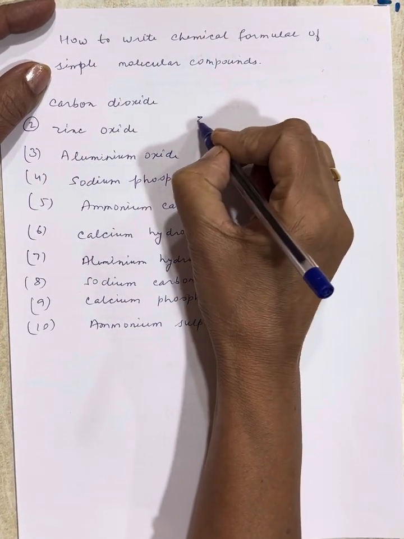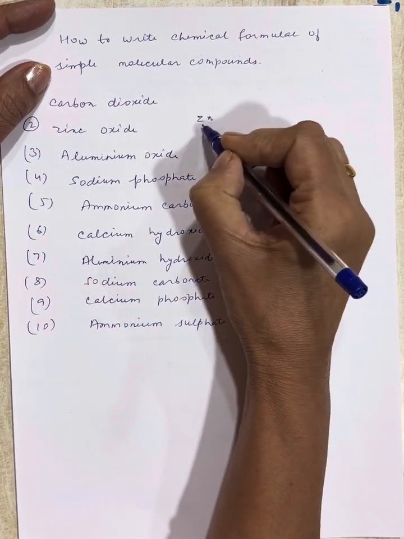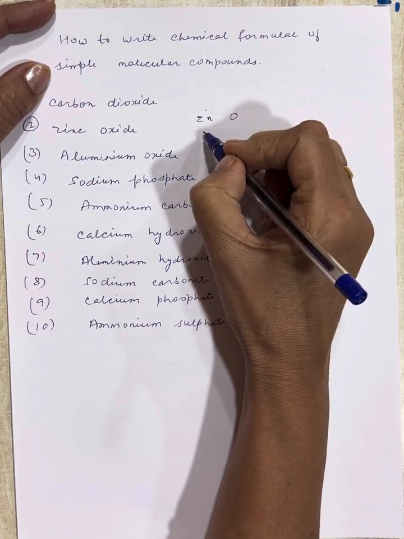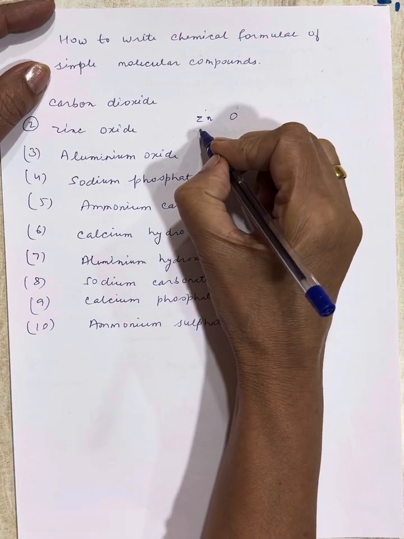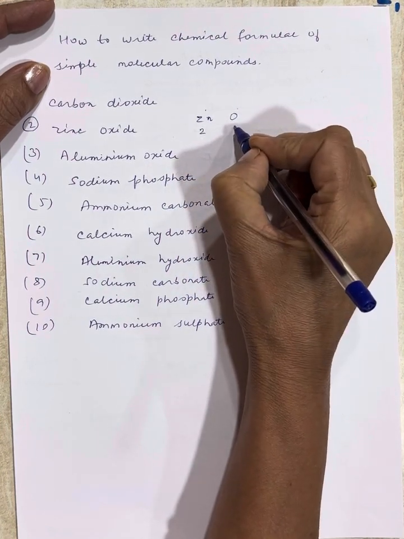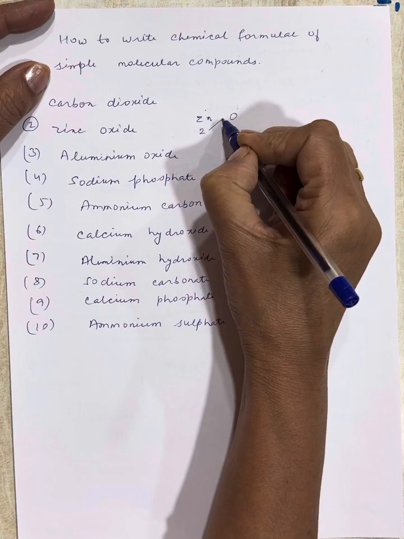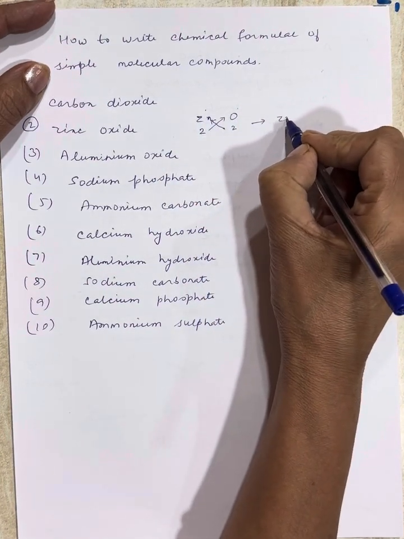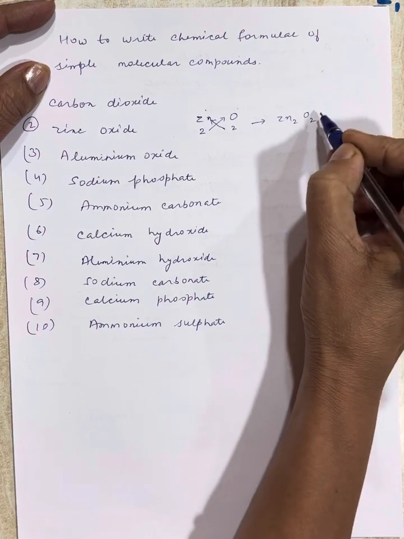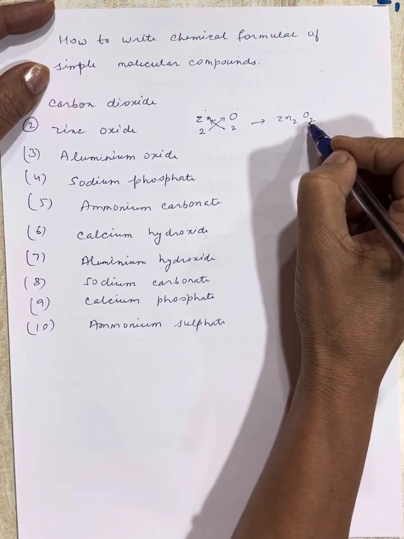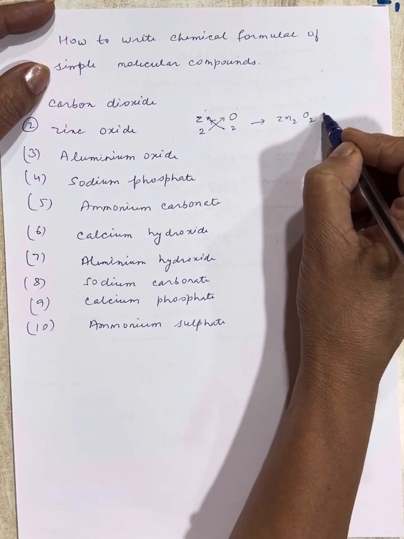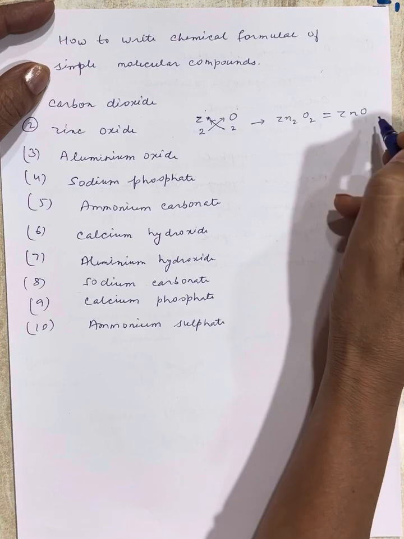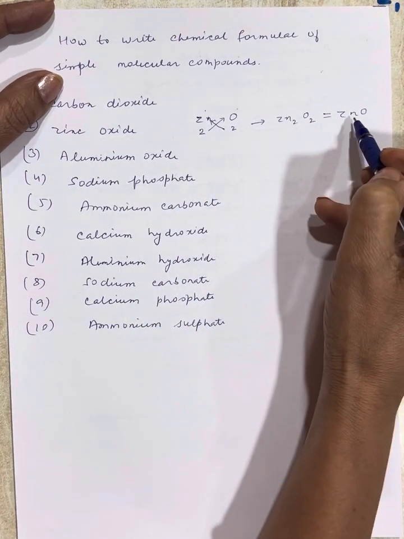For zinc oxide, we will write the symbols Zn and O. This is the cation and this is the anion. So I'll write the valency now. The valency of zinc is 2 and the valency of oxygen is 2 again. Then I'll cross it. On crisscross I get Zn2O2. Both of the atoms have 2, so they cancel each other and the formula will be ZnO. So the formula of zinc oxide is ZnO.